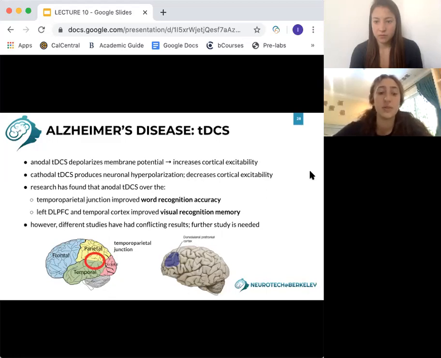For this reason, we have targeted research into anodal TDCS, and they have found that increasing the excitability of the temporoparietal junction improved word recognition accuracy, and depolarizing the left dorsolateral prefrontal cortex improved visual recognition memory. Of course, this is all very new research with somewhat unclear results, so a lot more work in this field is needed.